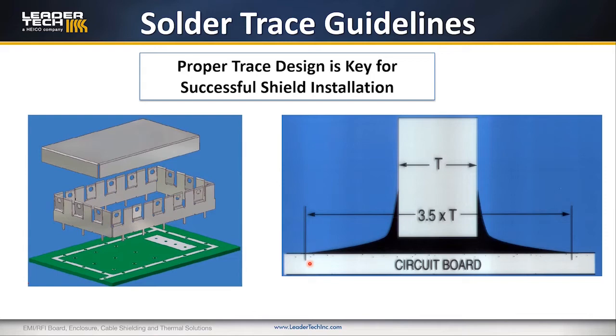So if you have a 10 thousandths thick metal, you need a trace width of 3.5 times that, or 35 thousandths. And what that does is it ensures a good solder joint. The solder wicks up the side of the shield, and it gives you a good solid joint. Again, 3.5 times is the minimum. We always recommend more if you have the room on your layout.